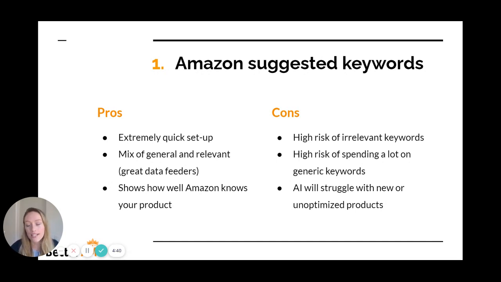And then the other con is that AI will struggle with new or unoptimized products. If you've got a brand new product, it's never had any kind of history to it, AI is not going to be able to suggest anything to you. Again, work on your back end and your front end copy. That is going to help out a lot.